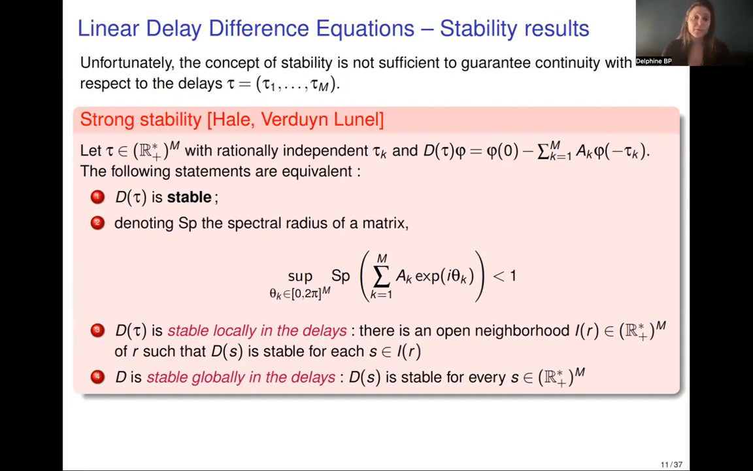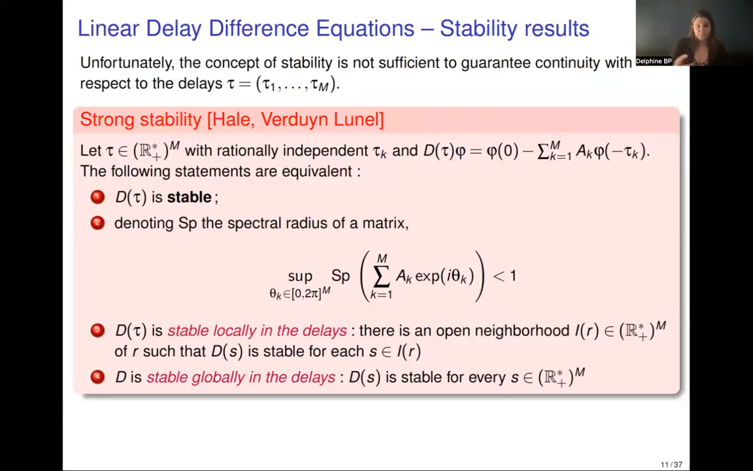And finally, all of this is equivalent to this spectral condition: that the supremum of the spectrum of the sum of a_k exponential i theta_k is smaller than 1, strictly. So you have a numerical criterion that you can check, and people are investigating tools which are numerically efficient to check the strong stability.